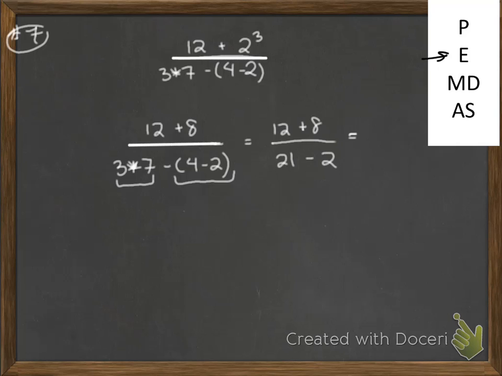Okay, so 12 plus 8 is 20. 21 minus 2 is 19. Don't think that could be reduced, so that is our final answer, 20 over 19. All right, let's do one more problem.